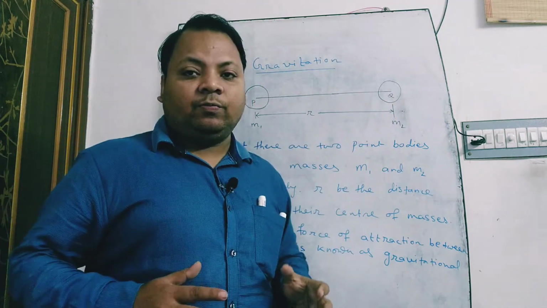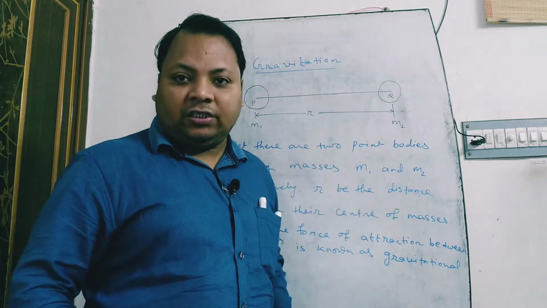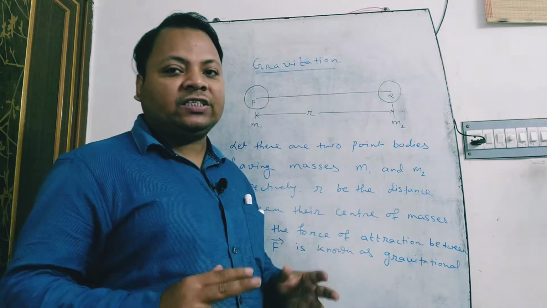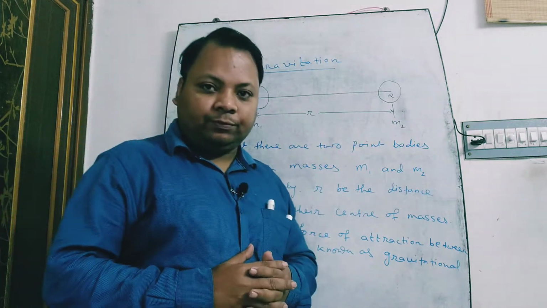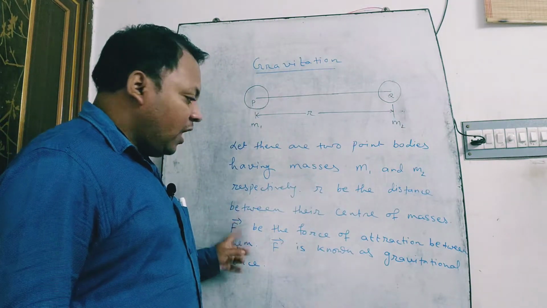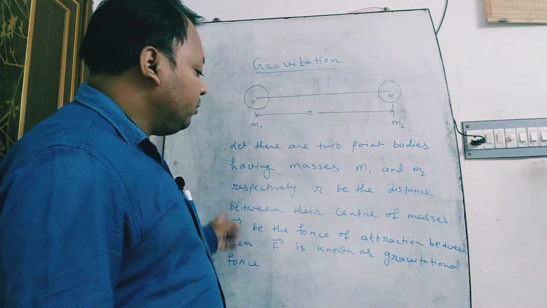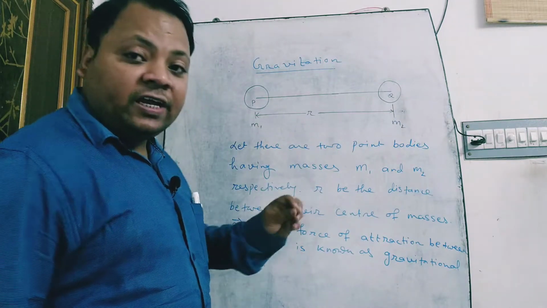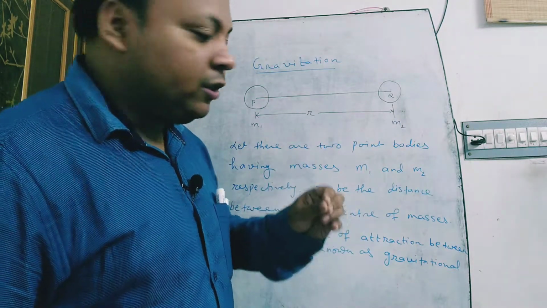These two bodies always attract each other. This force is known as gravitational force. This force is denoted by capital F. Here capital F is known as gravitational force.